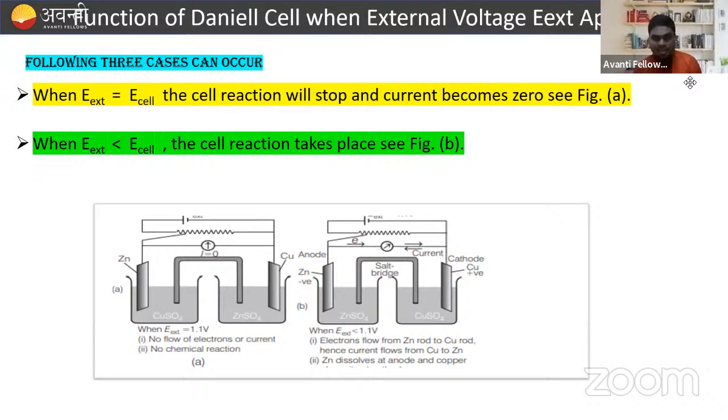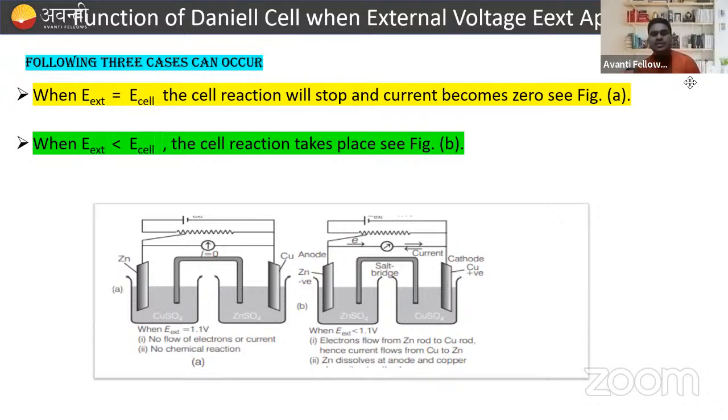So what happens basically in this? Electrons flow from the zinc rod to the copper rod, hence current flows from copper to zinc. Zinc dissolves at the anode and copper is deposited at the cathode. So this is the most used case of the Daniell cell, right? When the external voltage is less than the EMF of the cell. In this case, what is happening? Electrons will flow from the zinc to copper, or we say from anode to cathode, and electric current will generally be opposite of this, so it will flow from cathode to anode. That is from copper to zinc.